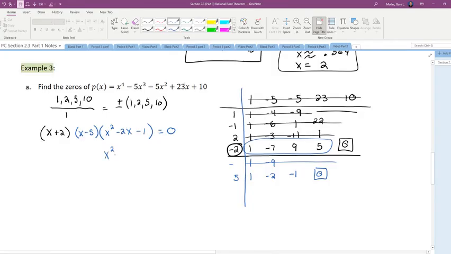So I have x squared minus 2x minus 1 equals 0. I'm going to use completing the square, so I'm actually going to set this up a little differently. Half of -2 is -1. Squared, I add 1. I subtract 1.